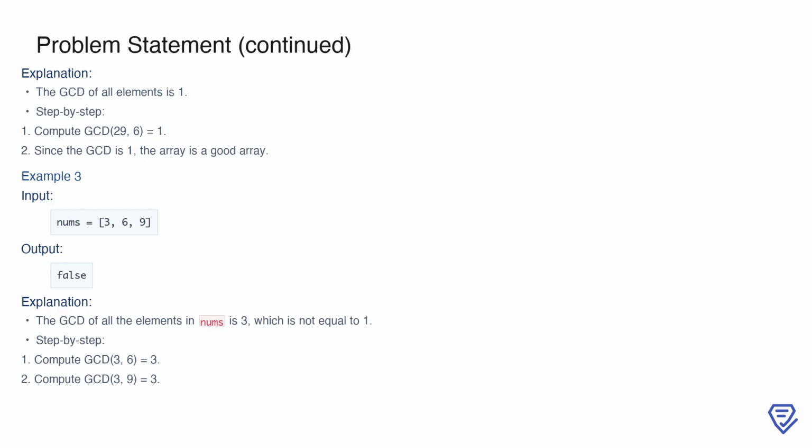Now, let's analyze a different case with the input array nums equals 3, 6, 9. The output here is false because the GCD of all the elements in the array is 3, which does not meet the condition of being equal to 1. Here's how the calculation works. First, we compute the GCD of 3 and 6, which is 3. Then, we calculate the GCD of 3 and 9, which is also 3. Since the final GCD is 3 and not 1, this array is not a good array.